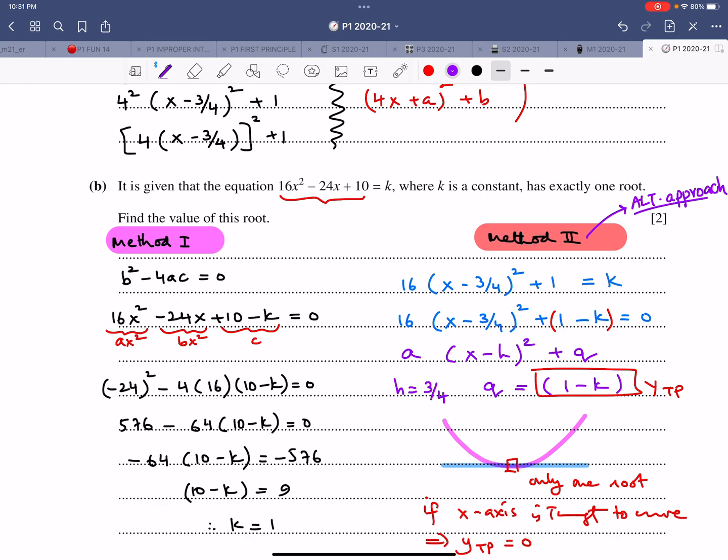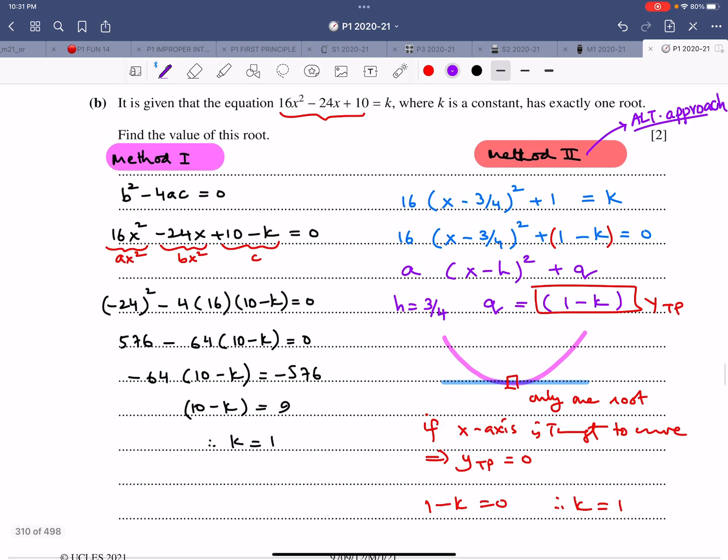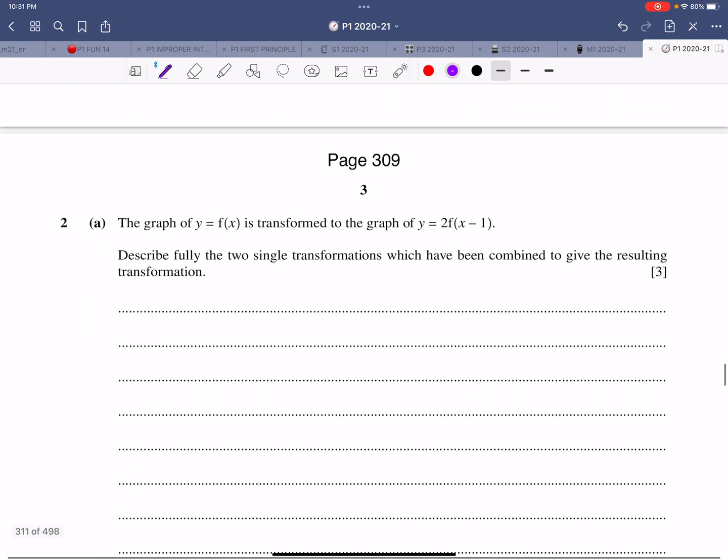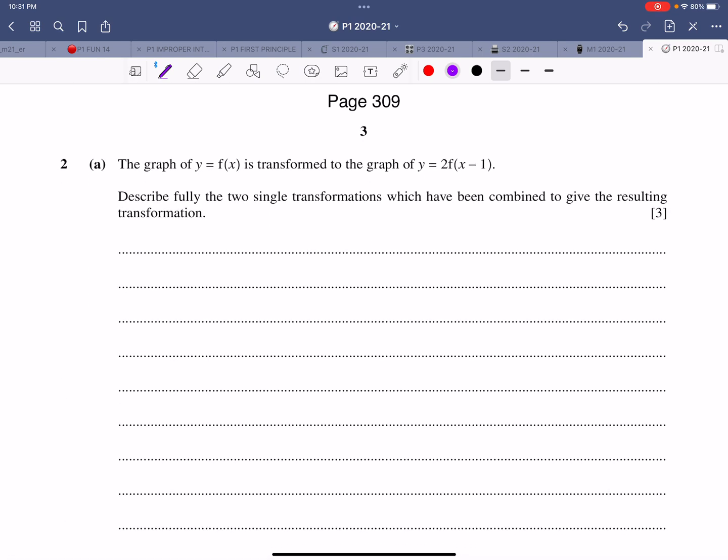So that's why I have done two different approaches for this one. Let's move to question number 2. The graph of y equals f(x) is transformed. So this is a question of transformation of graphs. In O-level maths, there was transformation with matrices: the reflection, the rotation, the translation and the enlargement. Now this is transformation of graph, a very, very interesting topic.